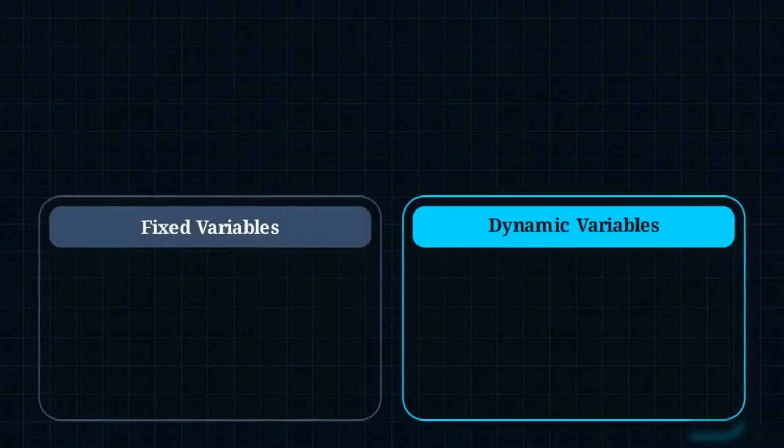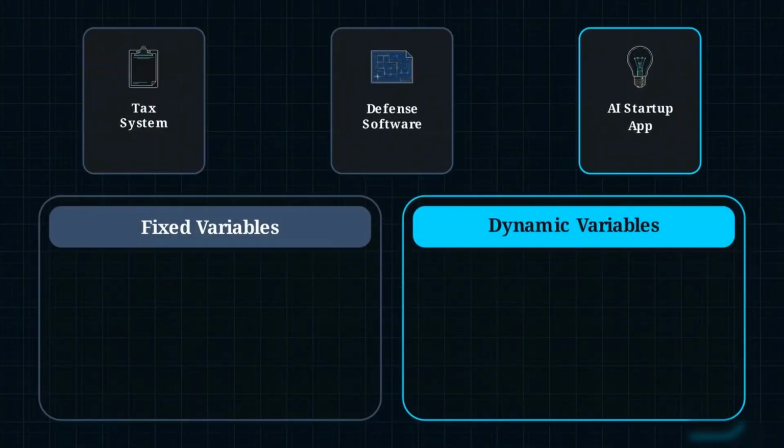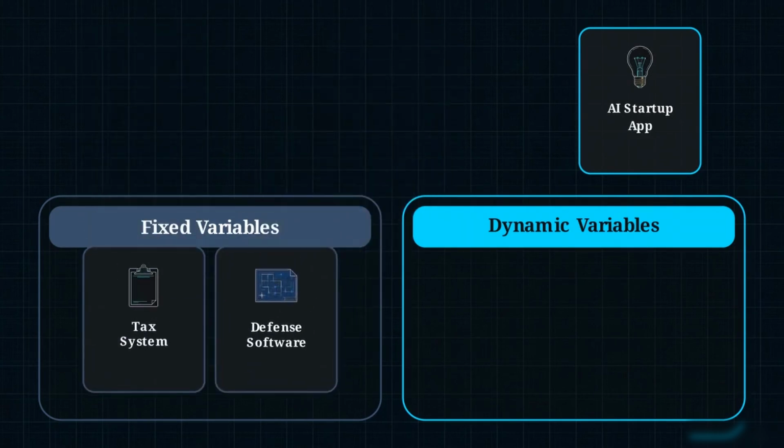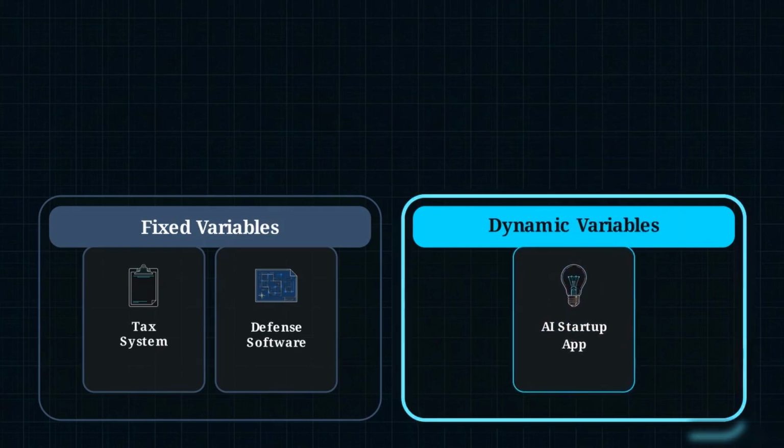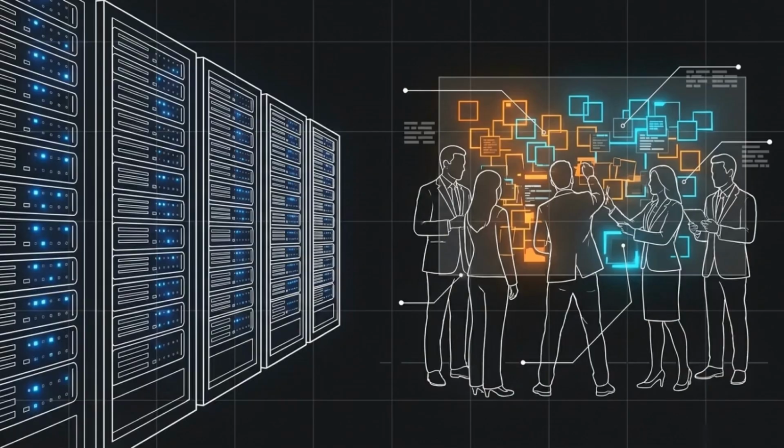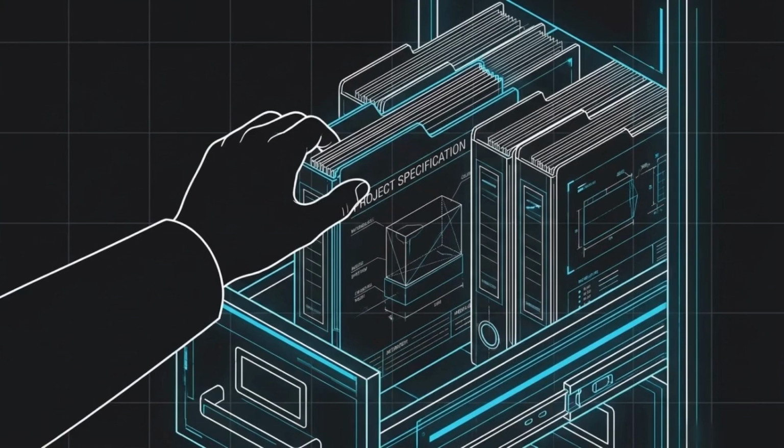These three project nodes must be categorized by their likelihood of changing requirements. The tax system and defense software route into fixed variables due to strict regulatory rules. The AI startup routes into dynamic variables because its features rapidly mutate based on user feedback. The anticipated rate of change, rather than the raw size of the project, is the definitive variable in deciding whether to deploy the waterfall model.